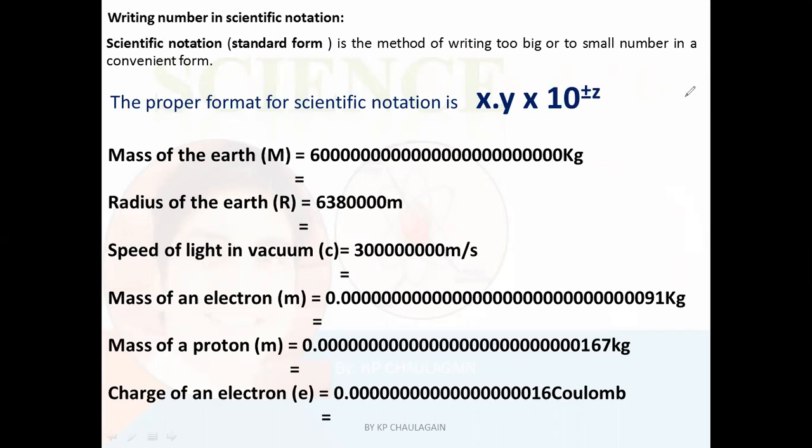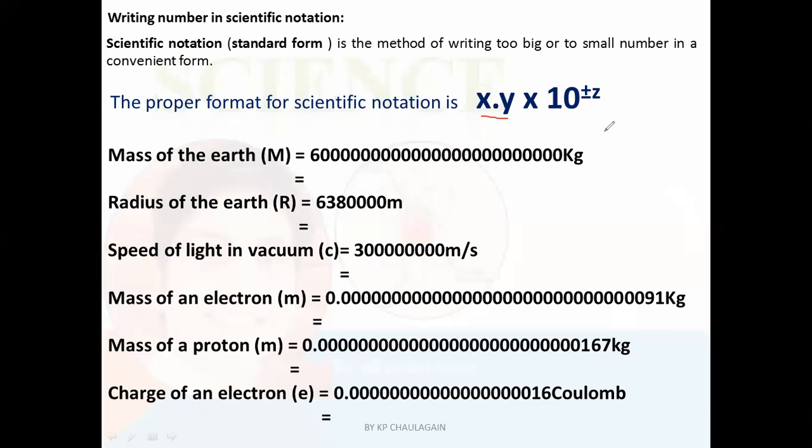The method of writing too big or too small numbers in a convenient form is known as scientific notation of a number, and it is also known as standard notation. Standard notation is generally of the form x.y into 10 to the power plus or minus z, like 6.0 into 10 to the power 24. In this way, we will write numbers in scientific notation.